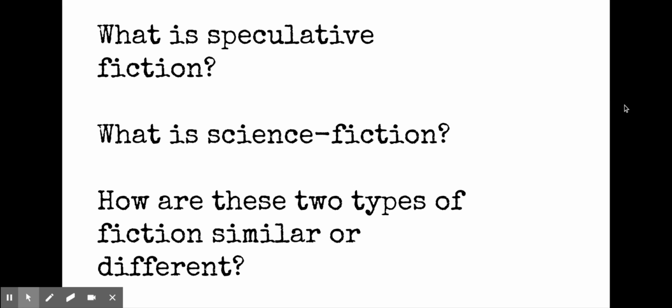Here are some questions we're going to tackle today. What is speculative fiction? What is science fiction? And how are these two types of fiction similar or different?